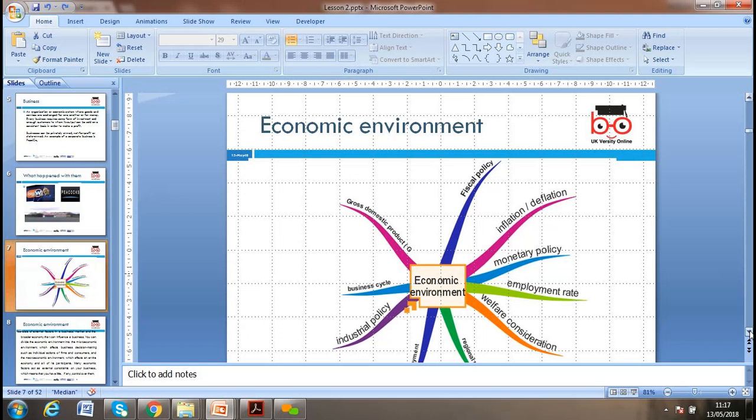So when we're looking at the economic environment, we're looking at the fiscal policy. Fiscal policy is a policy of the government, where the government can inject more money, withdraw money from the economy, and increase or decrease taxes within an economy, like direct and indirect taxes. Last lesson I mentioned value added tax, VAT, sales tax. It used to be 15% and 17.5%, now we have 20%.